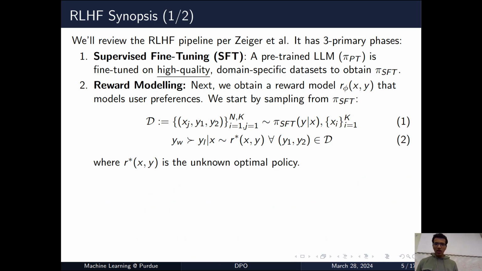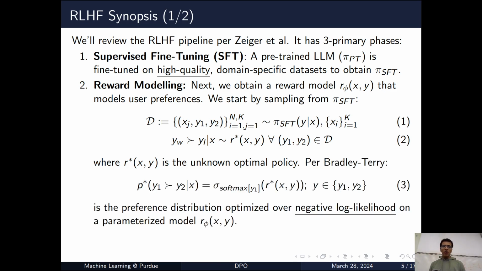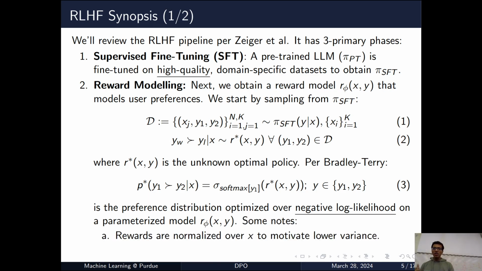Going back just a little bit, we have R star of x comma y, our unknown optimal policy, and equation 2 is basically our test setup for the actual data set itself. Now this I spoke about. This is the preference distribution, and we optimize this over a negative log likelihood, and we maximize it to get a best performing model. This best performing model is parameterized with R sub phi of x comma y, and some notes about this.